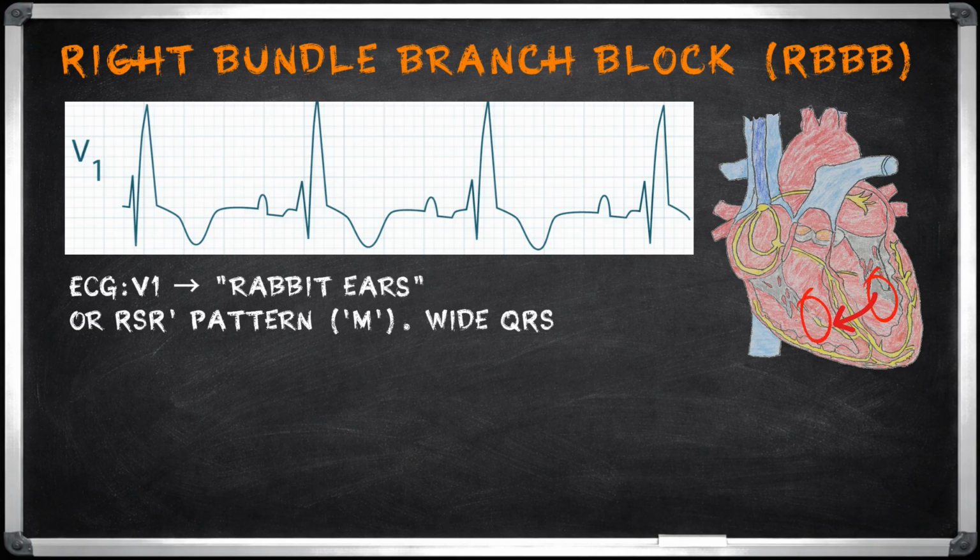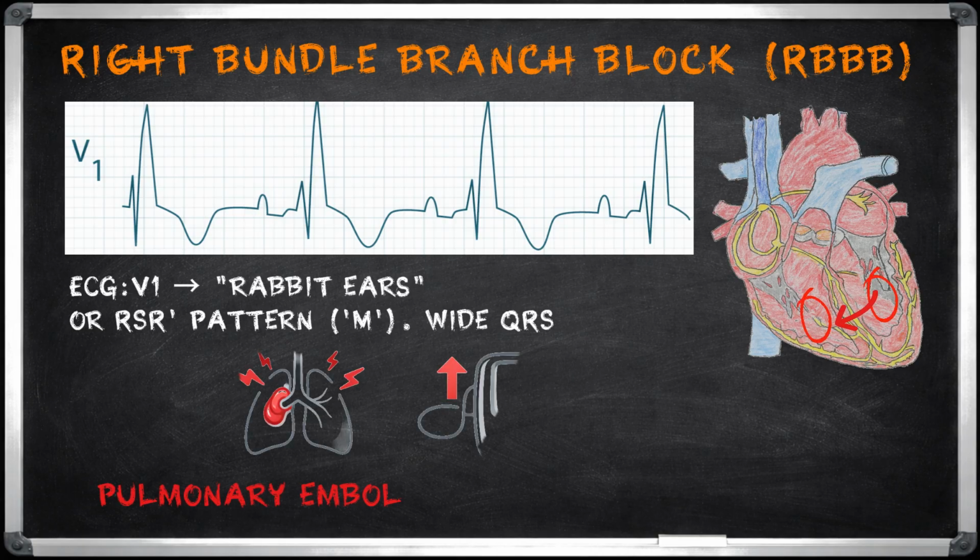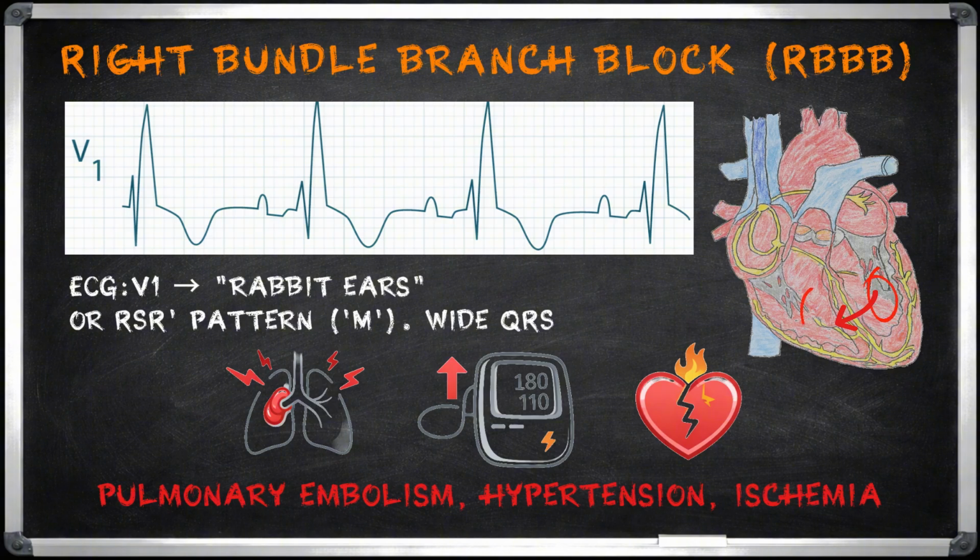Causes can be a normal variant, also seen in pulmonary issues like a pulmonary embolism, hypertension, or sometimes ischemia. Key point: often benign. It usually doesn't hide signs of heart attack on ECG, and it's less concerning.